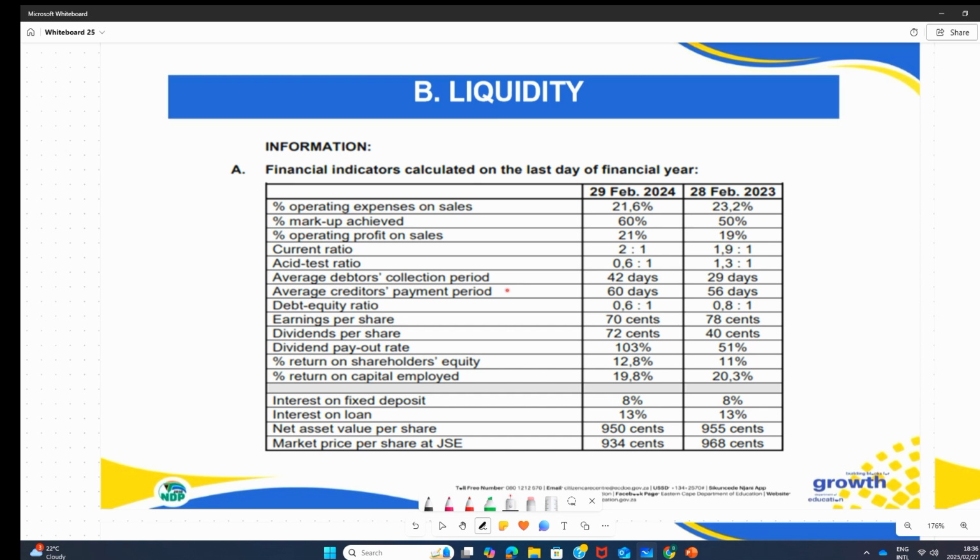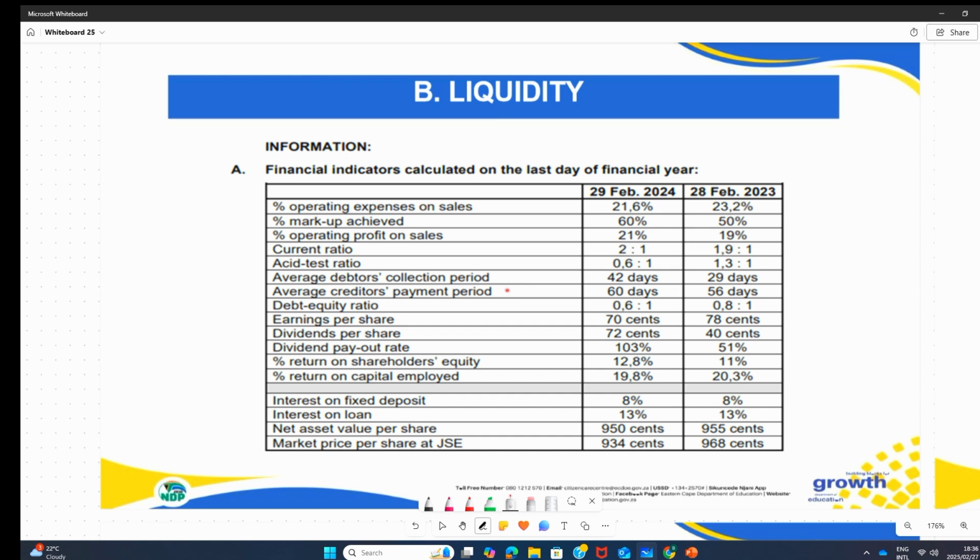Now, when we look at the current ratio for the financial year ended 2023, it was 1.9:1, but has increased to 2:1. That shows an improvement in terms of our liquidity. It means that as the business, we are liquid. There's no improvement needed. So you would not use the current ratio financial indicator in this instance.